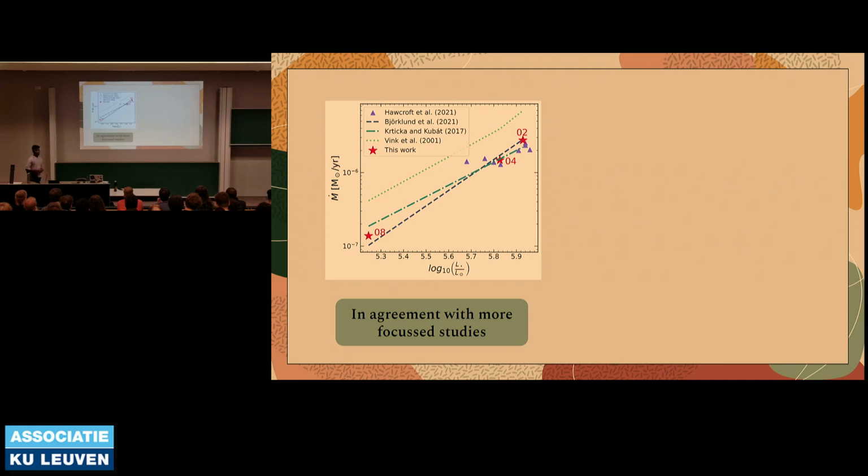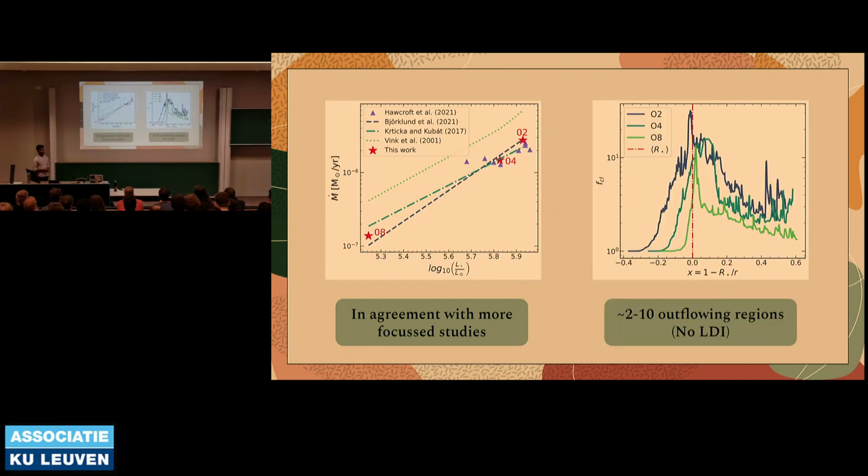What about mass loss? Everyone wants to talk about mass loss, but we actually calculate mass loss from our models, right? So it's not an input parameter as in 1D studies. When we do so for these three stars, we find quite good agreement with more focused theoretical studies, Björklund, another giant, and also observational studies as well.